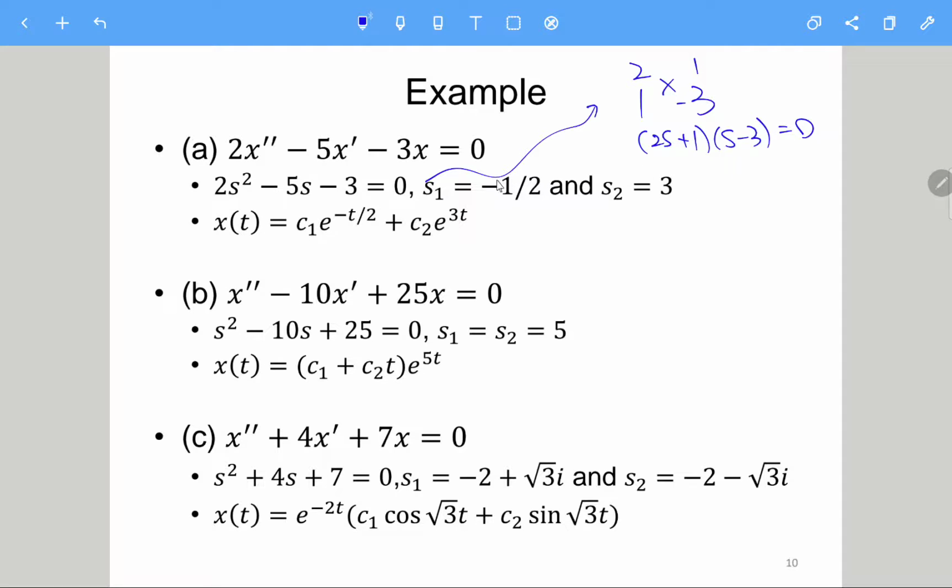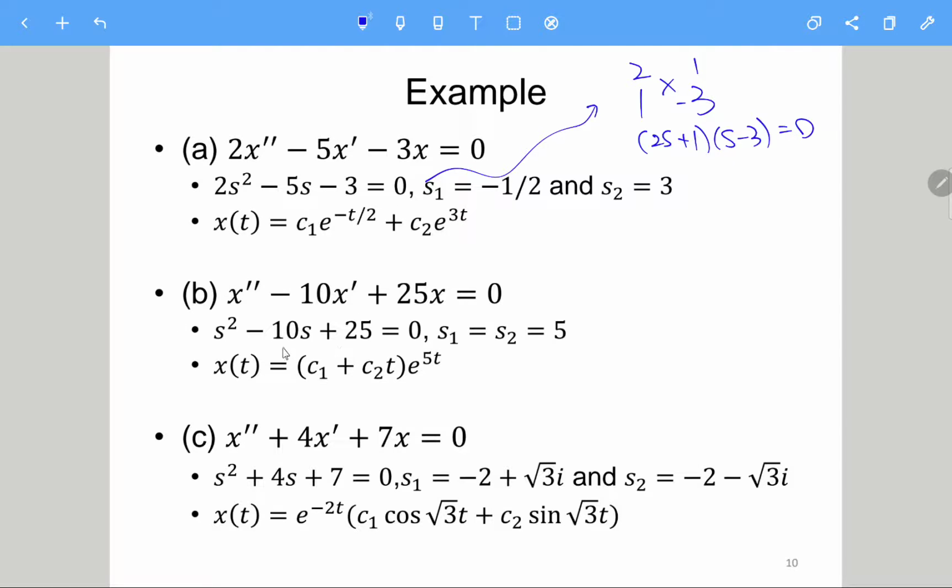And in this case, they are distinct real roots, so the complementary solution will be C1 times exponential to minus t over 2, that is minus 1/2 multiplied by t, and then plus C2 exponential 3t. So this is the first case.